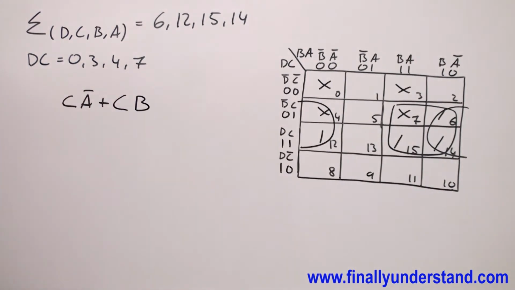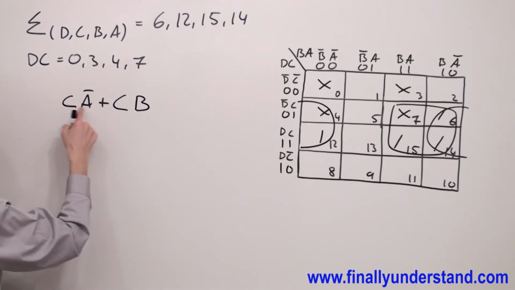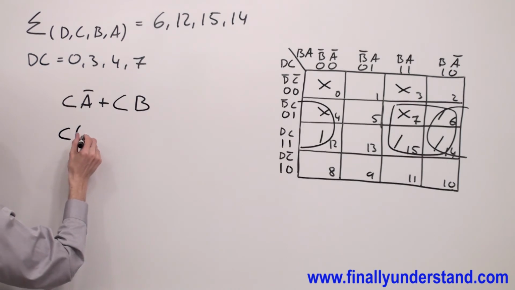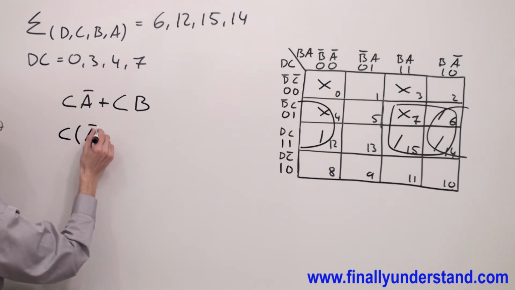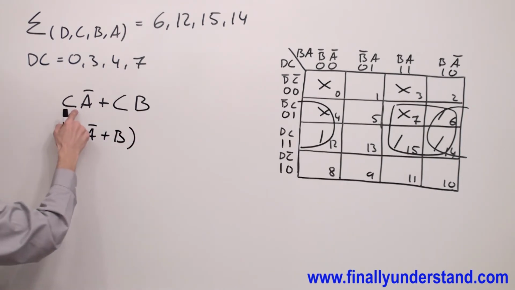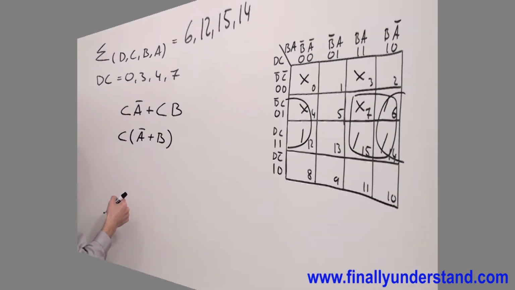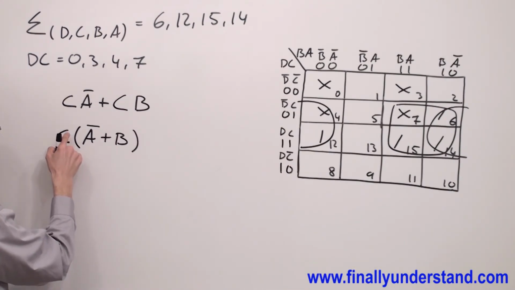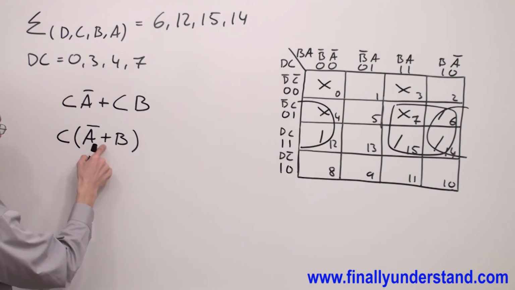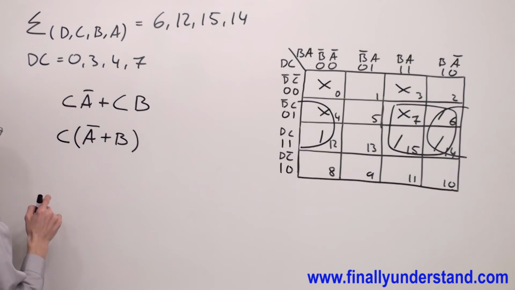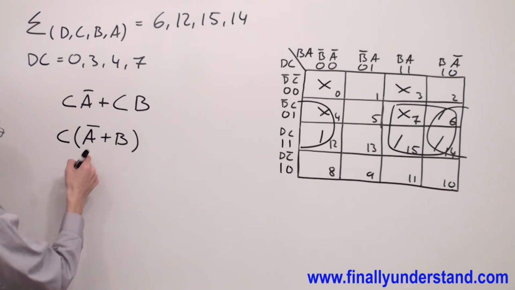Can we factorize something? Yes, we can factorize C. And inside of the parentheses, I'm going to have A naught or B. You can implement this function or this one. For this expression, I'm going to use AND or and not. So this circuit is smaller and it's cheaper. That's why I'm going to implement this one.